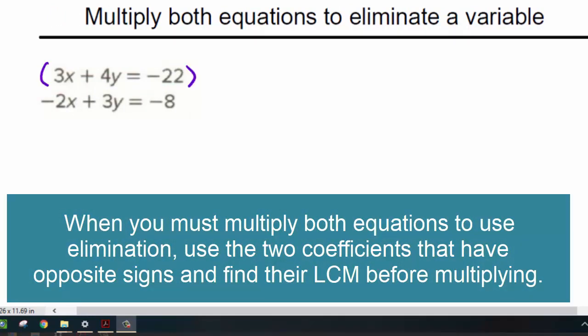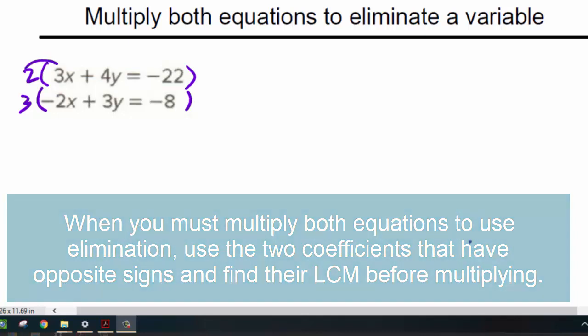So I'm going to put parentheses around the top one, and to turn that 3 into a 6, I have to multiply by 2. And to make the 2 become a 6, I've got to multiply by 3. Now, the reason we're looking for the ones that have opposite signs is because I want to end up adding after I multiply instead of having to deal with subtraction.